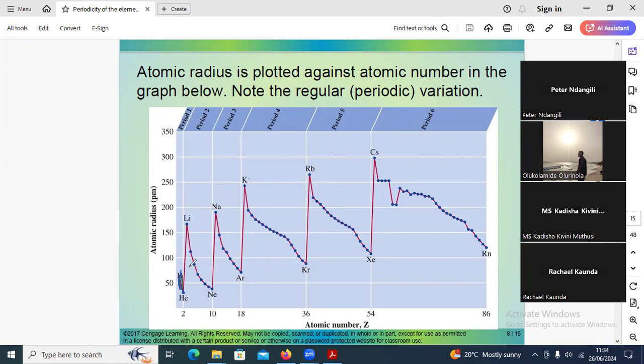Now, within each, we have a period. So from lithium, we move across the period all the way to neon. You realize that the atomic radius is decreasing. From sodium all the way to argon, we have a decrease. From potassium all the way to krypton, we also have a decrease in trend. From rubidium all the way to xenon, we also have a decrease in trend. And that one has to decrease because of the increasing effective nuclear charge.